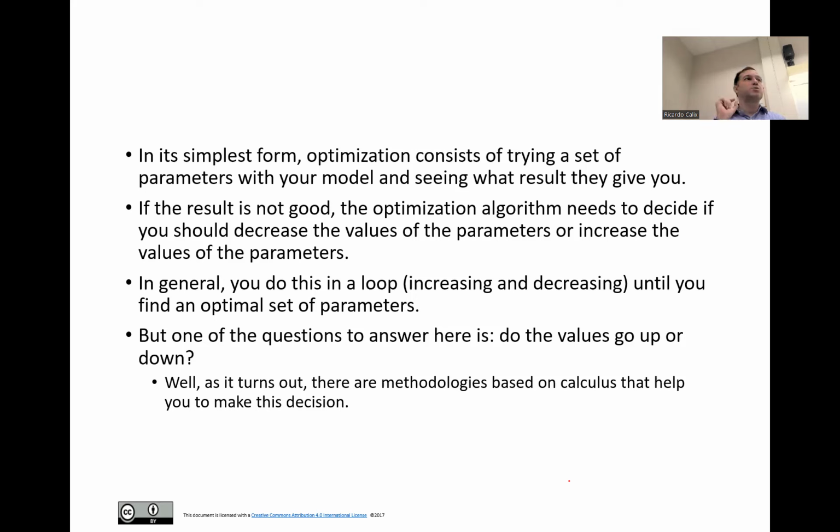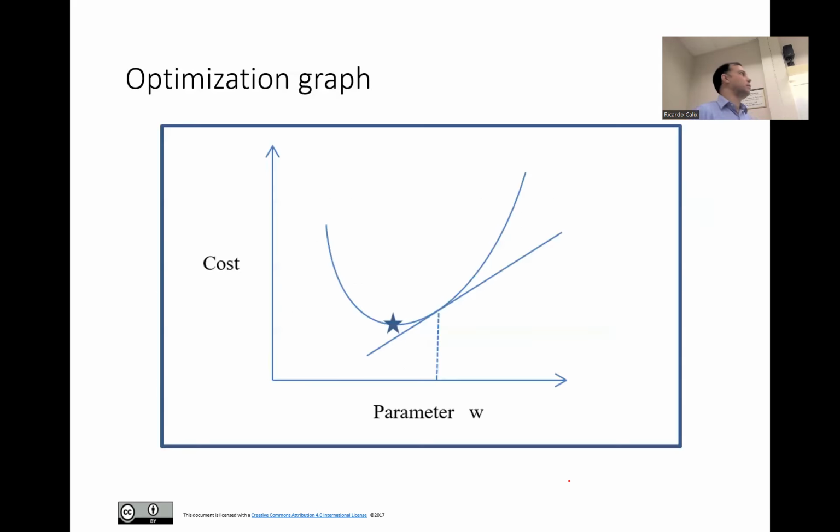And what we add or subtract is just a little bit of a small number, which we call the learning rate, okay? As it turns out, there are methodologies based on calculus that help you to make this decision, okay? And that's what part of the stochastic gradient descent relies on, this idea. So let's take a look at this graph, right?